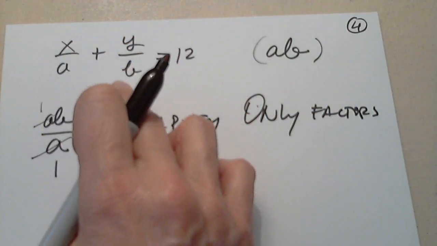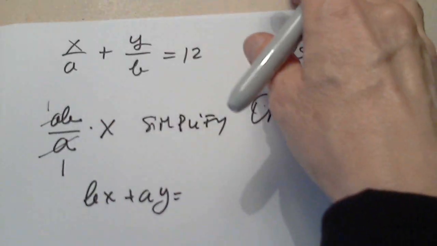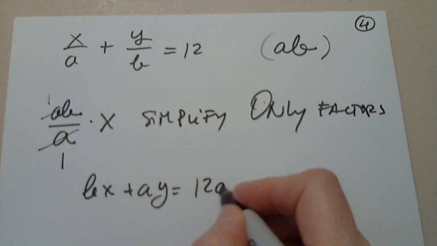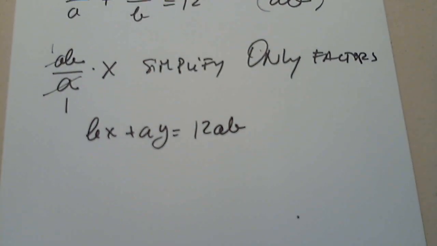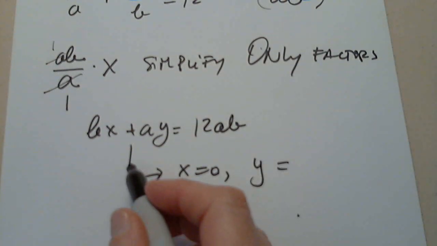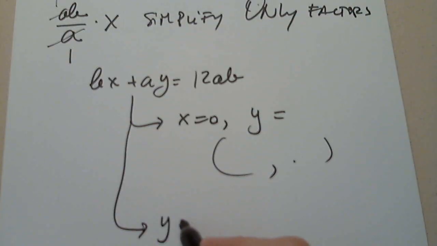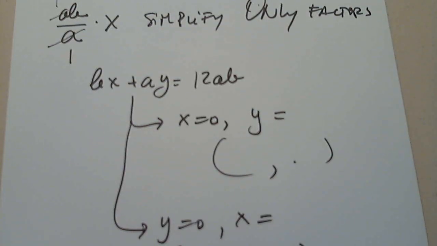Accordingly, I will have here AX, AY. Don't forget the last term. We need to multiply everything by AB. Fine. So now I'm ready. When x is 0, I have to find y, and then write the ordered pair. And later on, when y is 0, find x, and write the ordered pair. They're all the same.